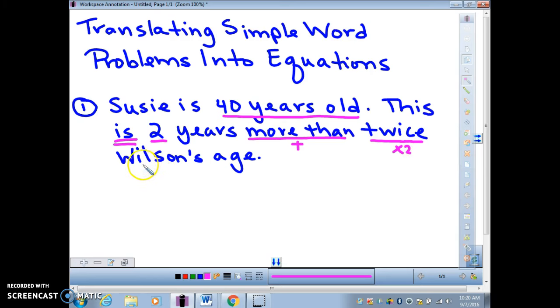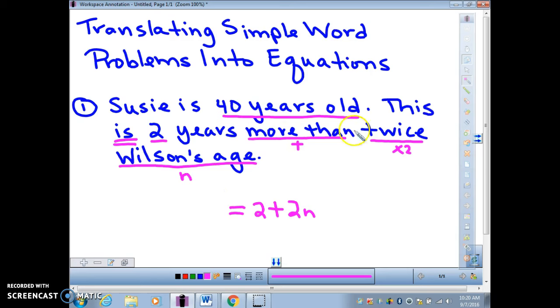All right, Wilson's age, we don't know what that is, so we're going to call that a variable. I'm just going to call it n. All right, well, here we know that we've got an equal mark, and we've got something equals 2 plus 2 times n. Okay, so this is what we know. We've got an equal 2 plus 2 times n. All right, but we got to figure out, well, what does that thing right there equal?